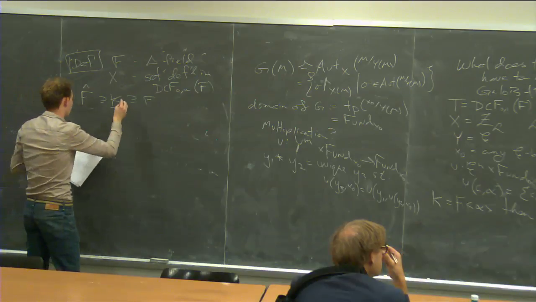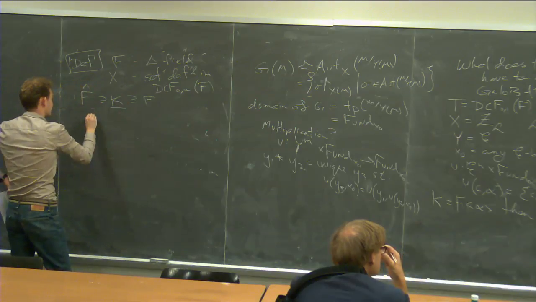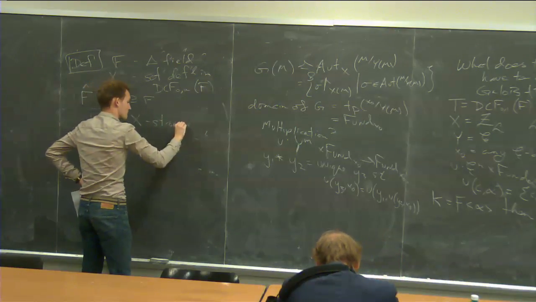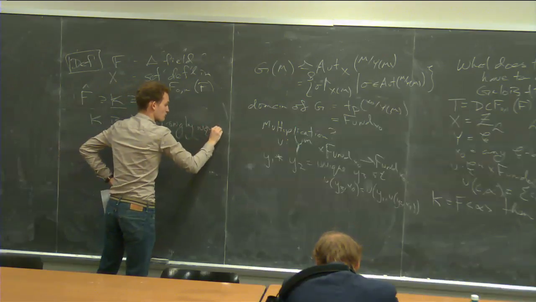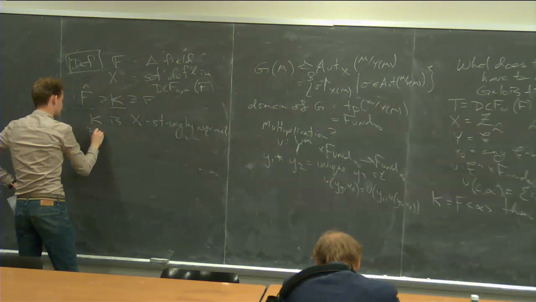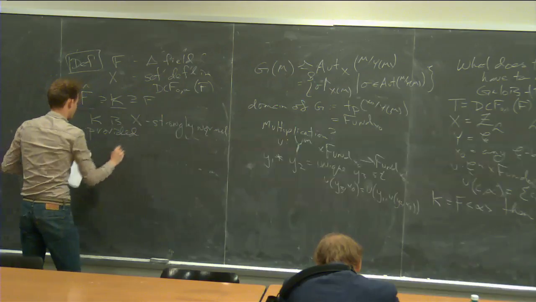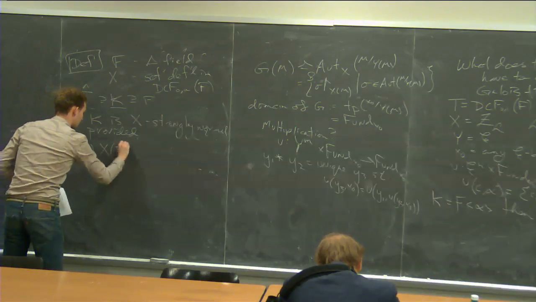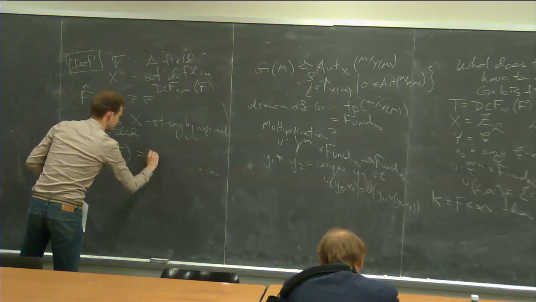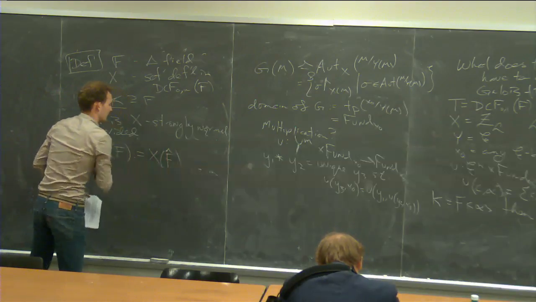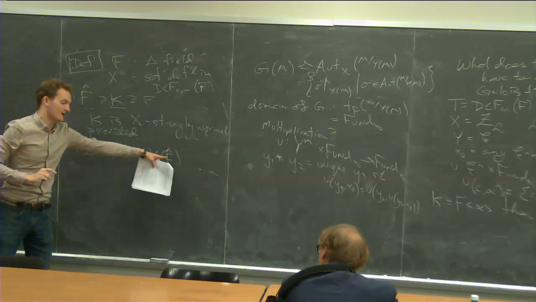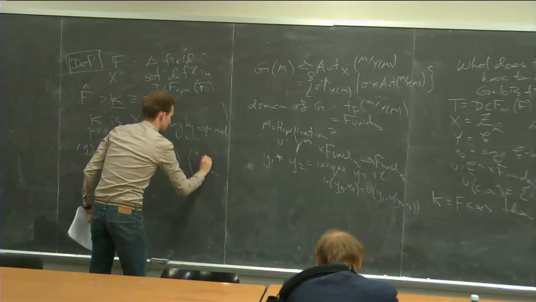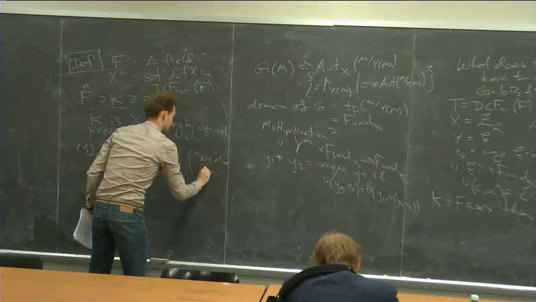Then we say that K is X strongly normal, provided, first of all, the F points of X are the same as the F hat points of X. So this is analogous to the no new constants.